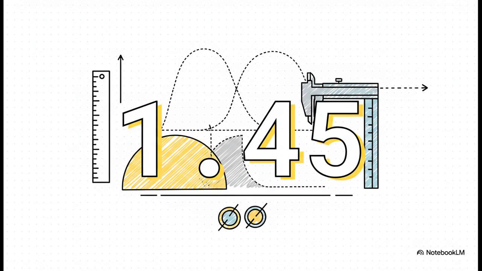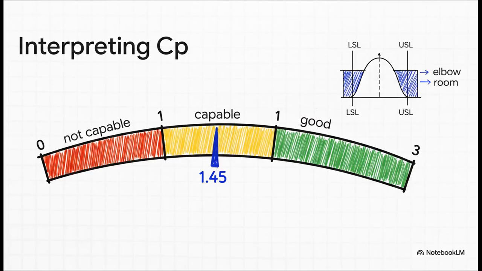The units cancel out, so it's a pure number, which makes it really easy to compare across different processes. So what does that number, 1.45, actually mean? Well, here's the cheat sheet. Anything over 1.0 means your process can fit inside the specs, so it's capable. A lot of industries look for something around 1.3 or higher as a sign of a good process. So our 1.45? That's fantastic. It means we have a ton of elbow room, a nice safety buffer on either side.